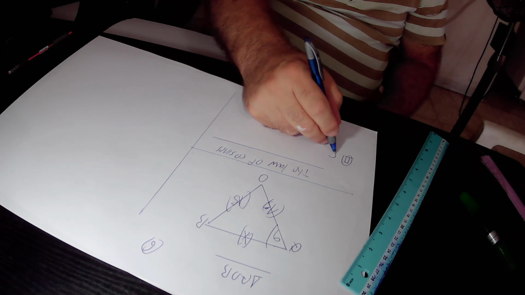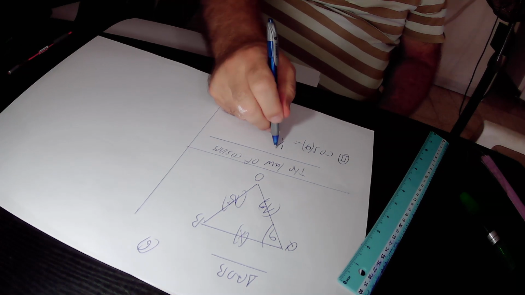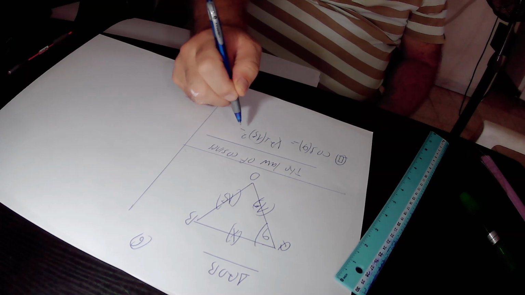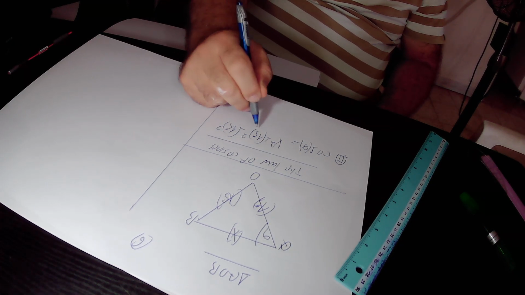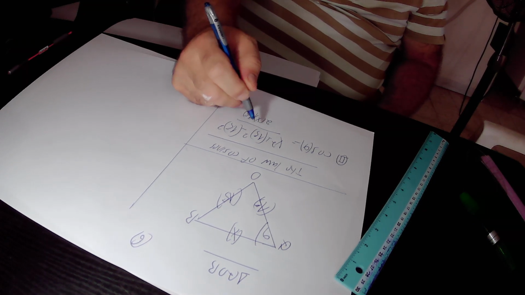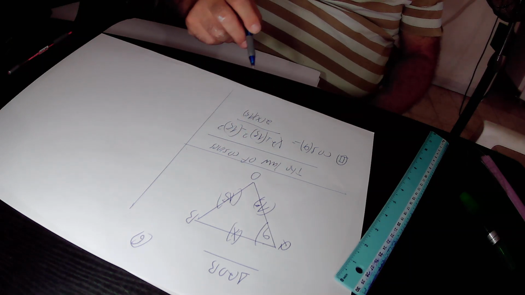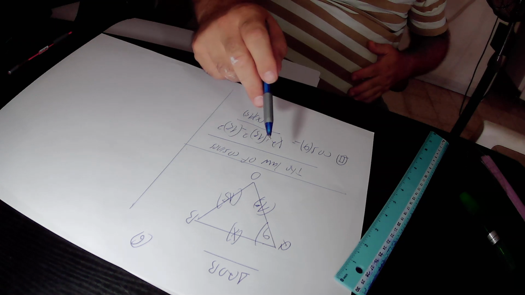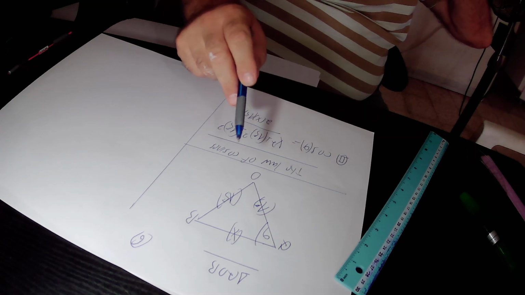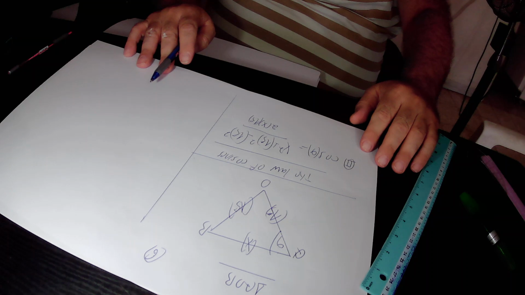Cosine alpha equals x squared plus 15 squared minus 15 squared divided by 2 times x times 15. Repeat again, this triangle OQB according to the law of cosines: cosine alpha equals x squared plus 15 squared minus 15 squared over 2 times x times 15. So we have two different equations for cosine alpha.